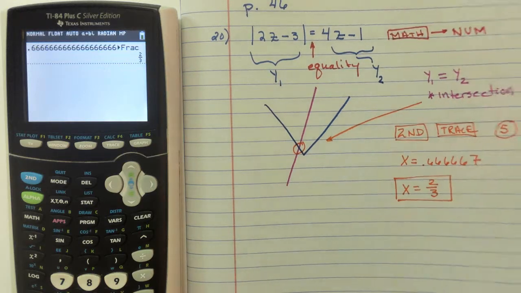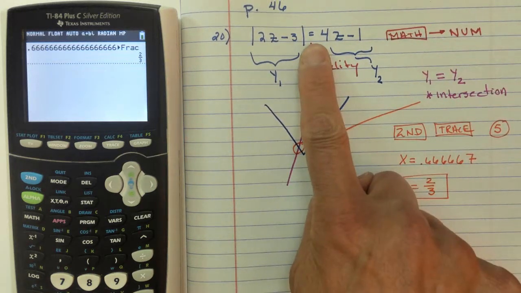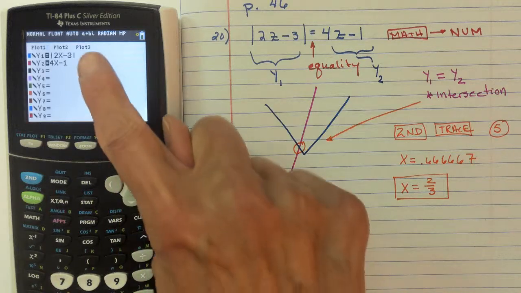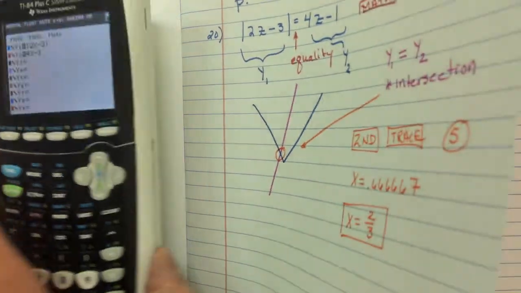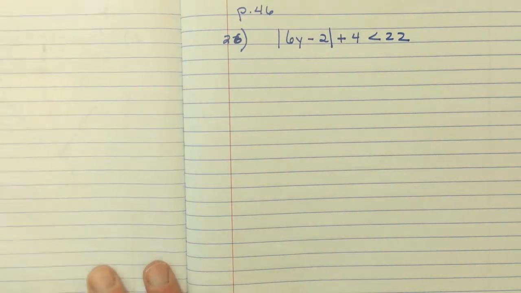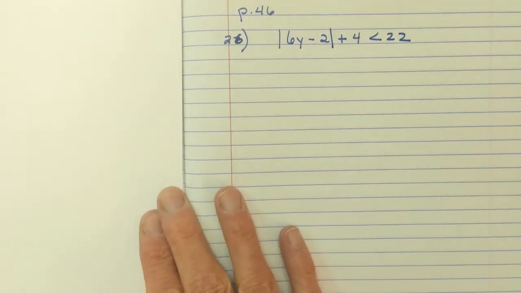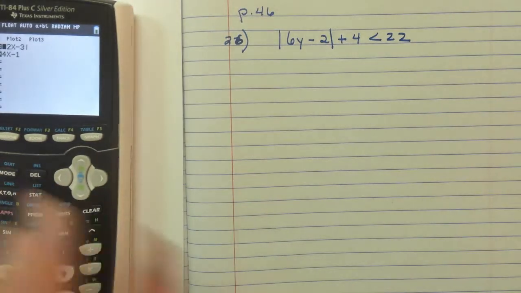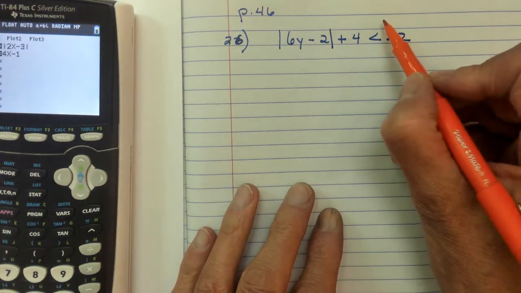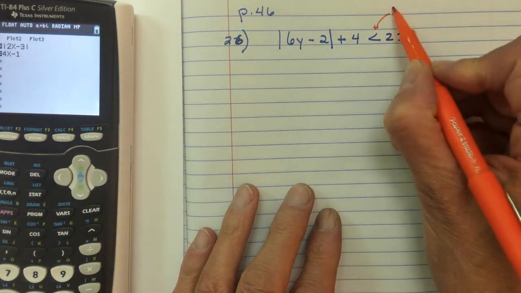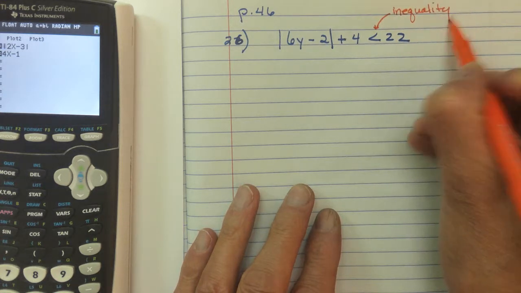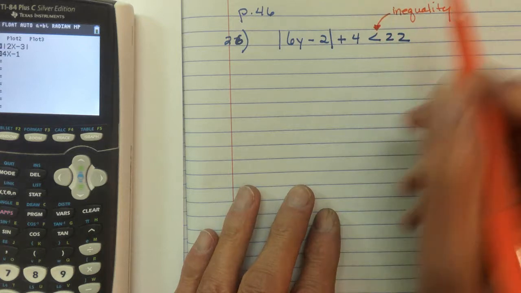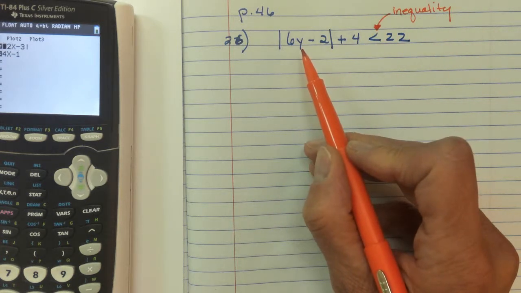Let's look at another example. So remember, with equalities, I'm simply going to put 2 separate equations in. So let's go ahead and look at this example. This here is an inequality. So this is going to be a little different. And the other thing that I want to notice is I only have one variable.